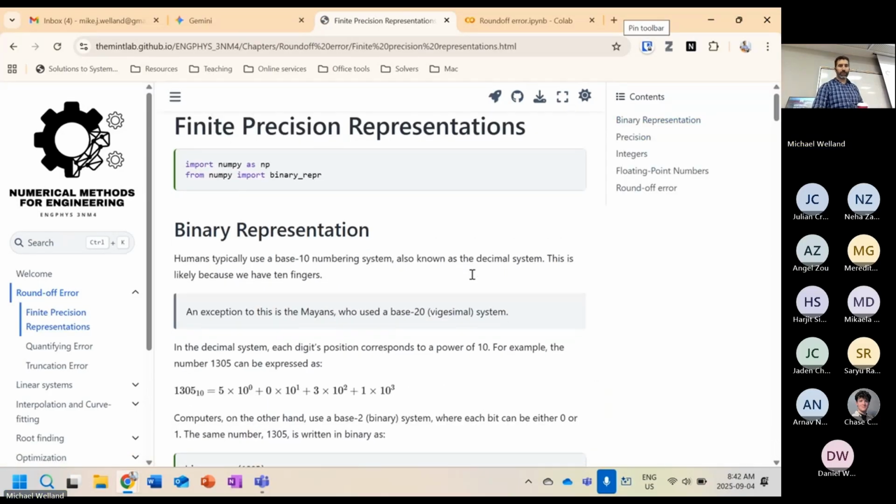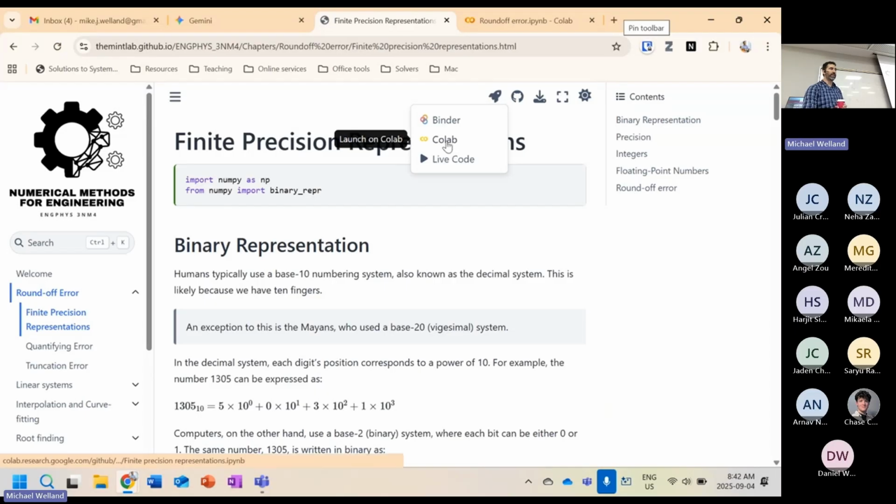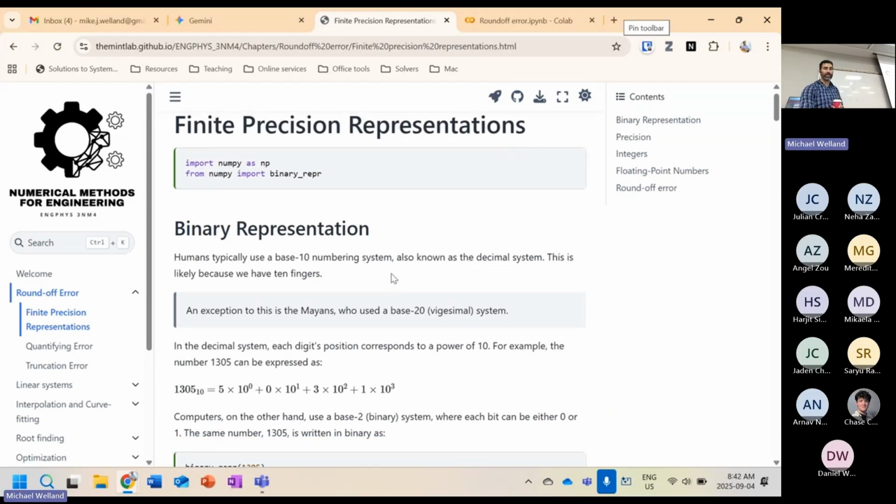Okay, finite precision representations. So this is one of the longer ones. Again, Colab will launch it. Binder, we're still playing around with. Same with live code. I wouldn't rely on that. I'm not going to recommend that right now. I would go with Colab if you are going to execute it in time.